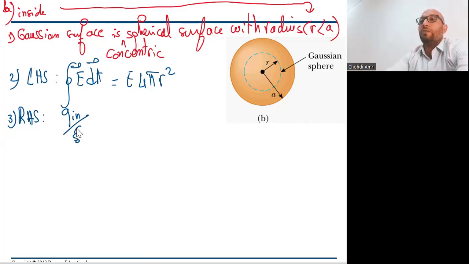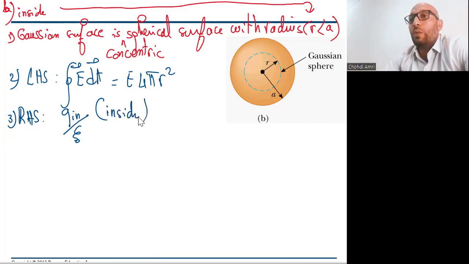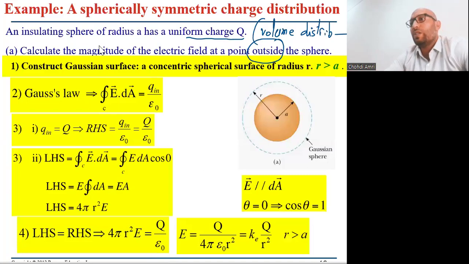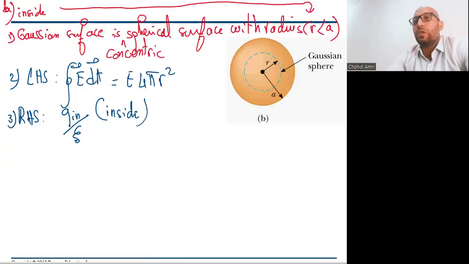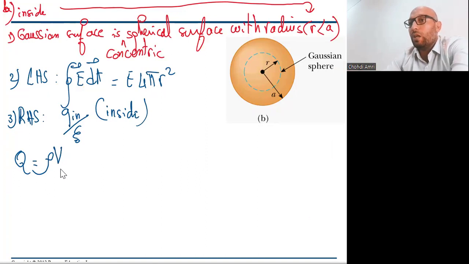But we have to be very careful now. Now we are inside, not outside. If we are outside, we will take the total charge. But if we are inside, we will take an amount of charge, not the total charge, a portion of charge. So how to calculate this portion of charge? What I said here in the question is that it's a volume distribution. When we are talking about volume distribution, the total charge equals rho multiplied by V, V of the charged sphere.